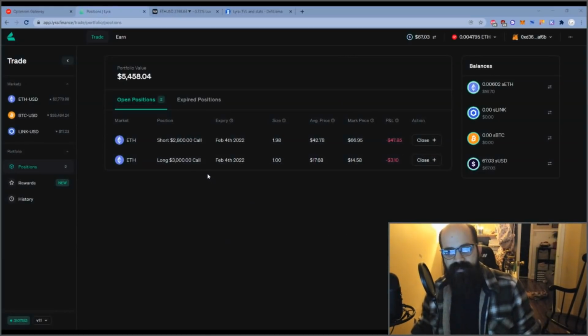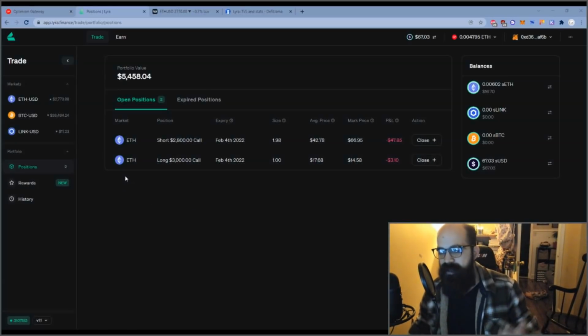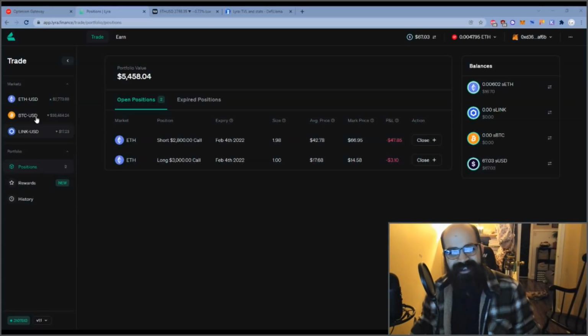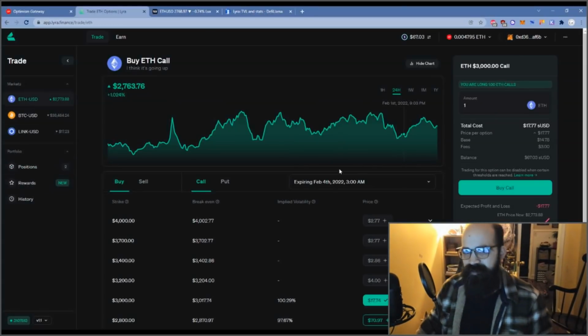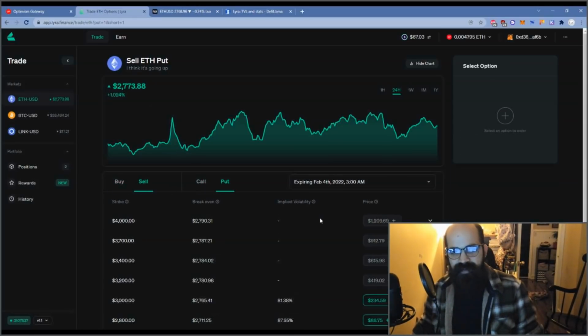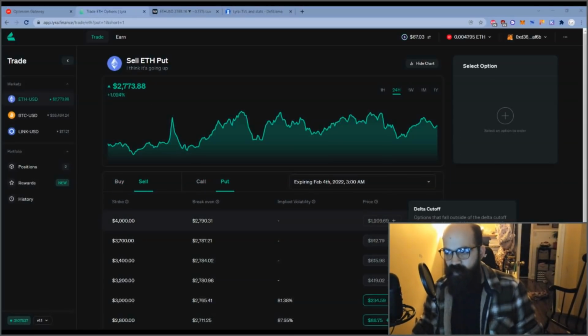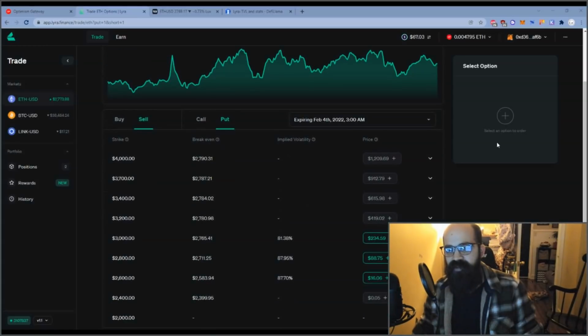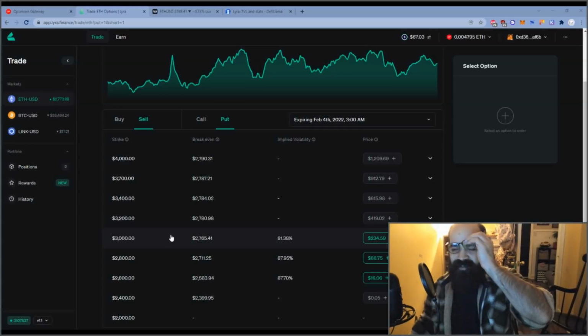So if you want to make bullish bets on Ethereum, you can buy a call option and then sell it when the premium rises in value. Let's talk puts really quickly. So puts are just the opposite of calls. They're pretty easy to understand. When you sell a put, effectively you're selling someone the right to sell you their asset at a certain price. I know that sounds crazy.